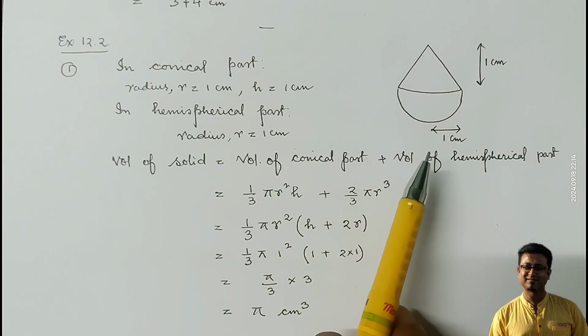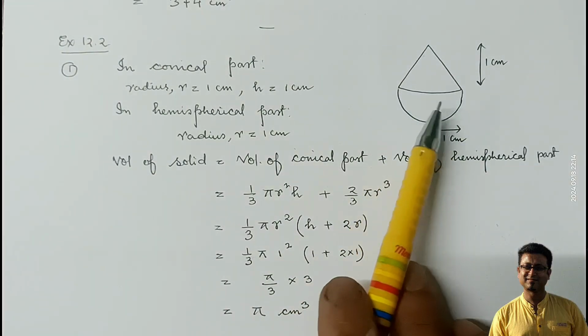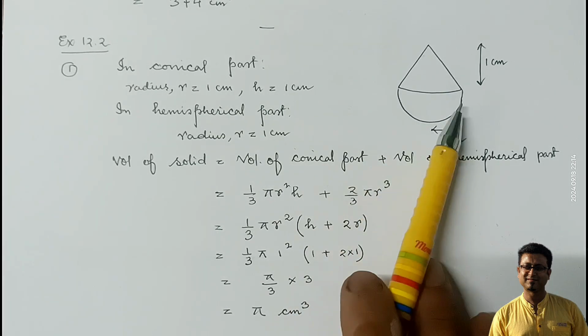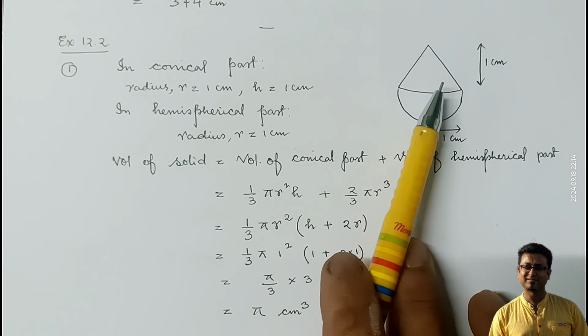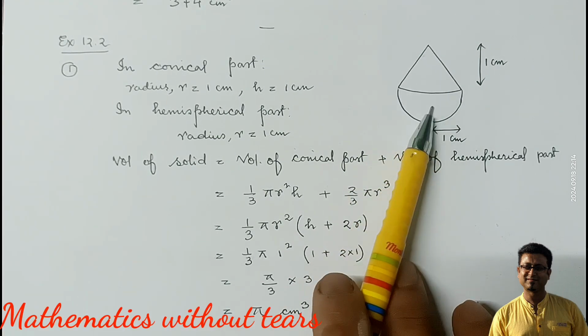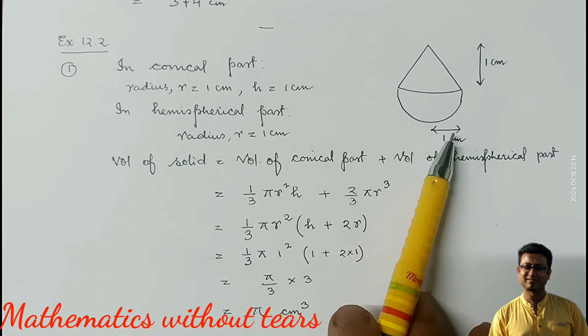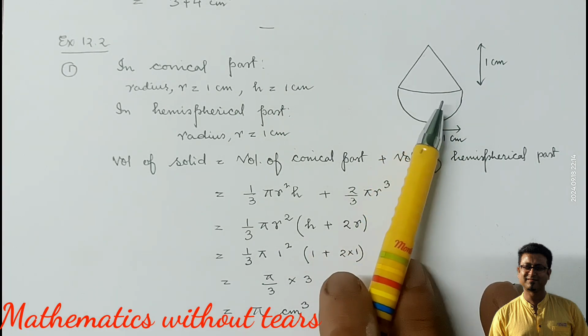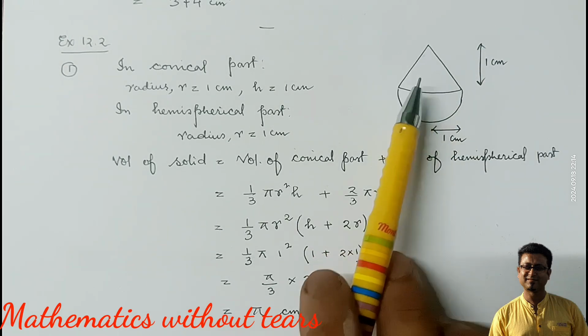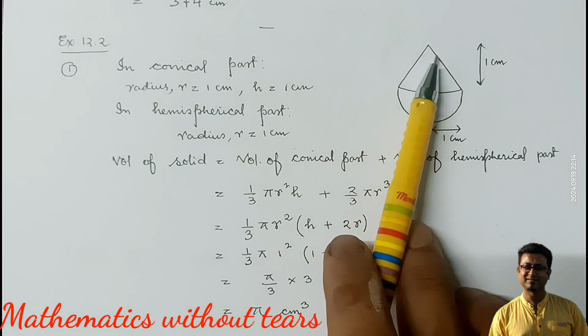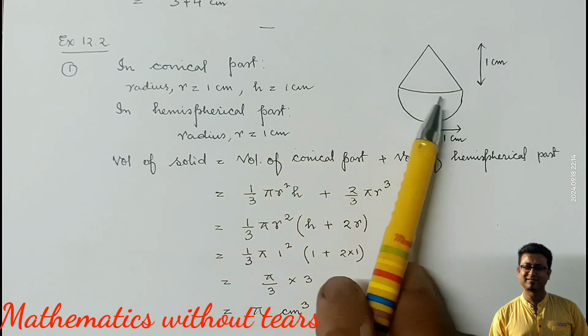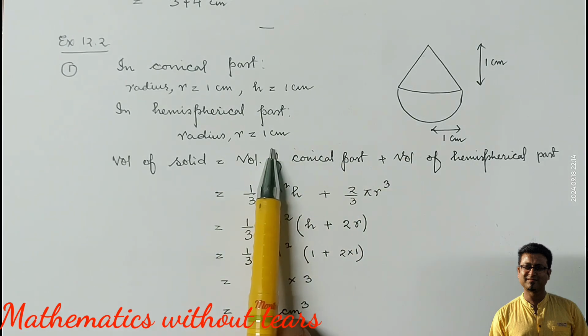Now as given in the question, a solid is in the shape of a cone standing on a hemisphere. So this is the hemisphere and this is the cone. And radii of both the figures, that is cone and the hemisphere, is given 1 cm. We have to find the volume of this figure in terms of pi. So in conical part, radius is r and height is 1 cm. In case of hemispherical part, radius is 1 cm.